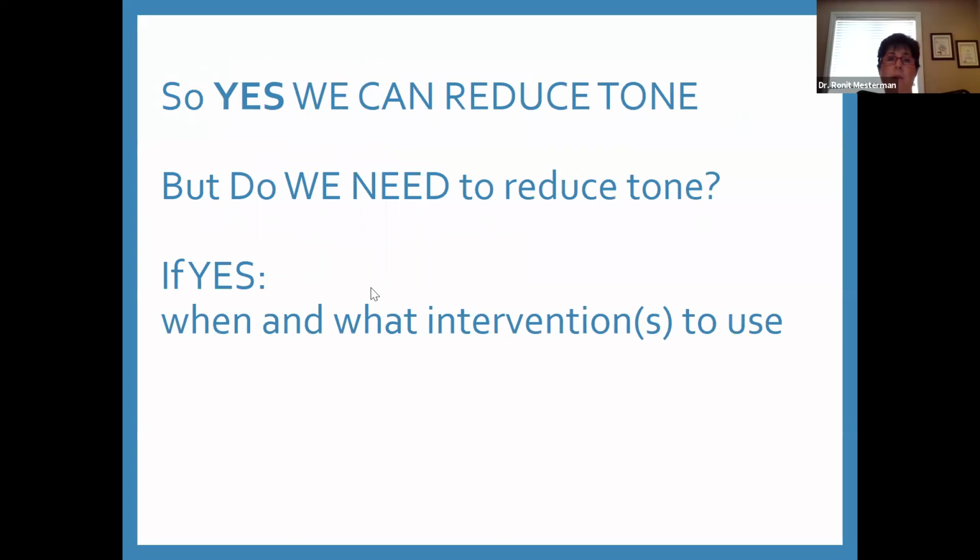At this point, having gone through all the different modalities that we can consider, it is a very clear yes, we can reduce tone. But the bigger question really is, do we need to reduce tone? Do we need to reduce tone for every child and at every stage? And if yes, which intervention would we use?